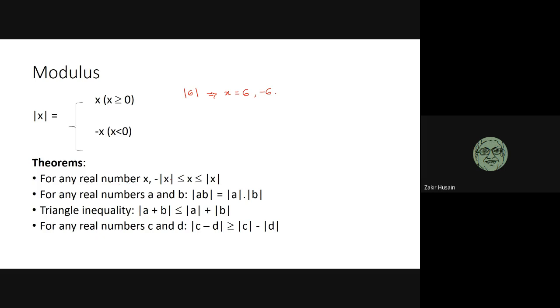Now we have certain theorems: minus of modulus x is less than or equal to x, and x is less than or equal to modulus x. Let us take a value, let us say 10. Minus modulus 10 is minus 10, so this is strictly less than 10. Now it can also be minus 10, so minus minus makes it plus. That is why it is equal to. You have this greater than or equal to.